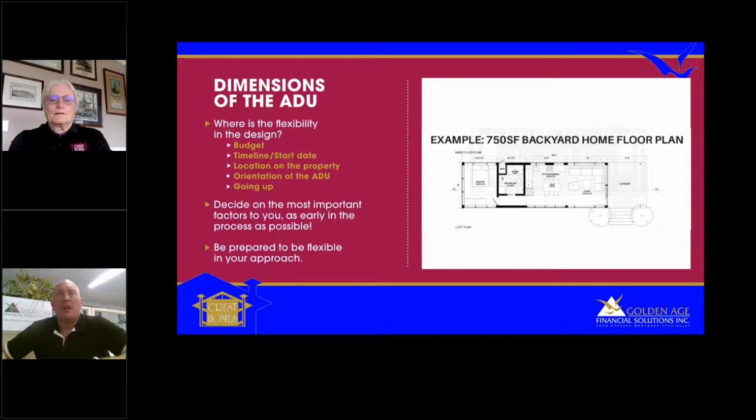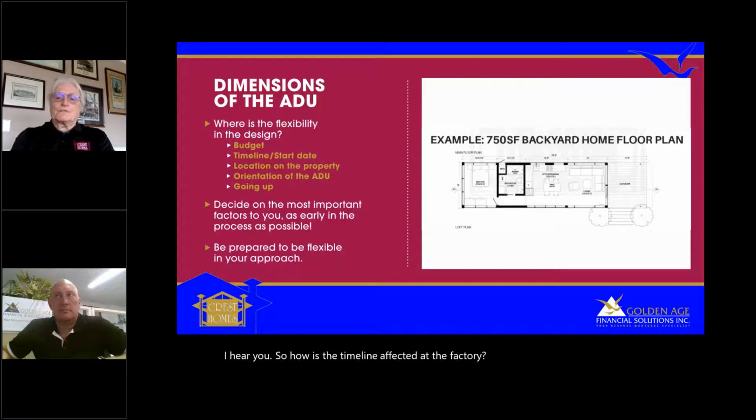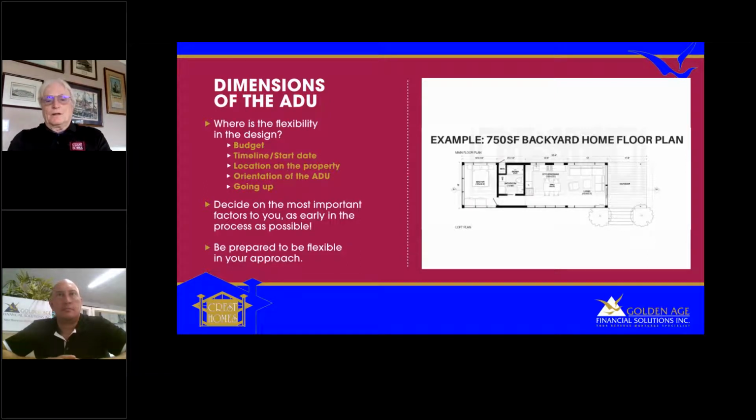I hear you. So how is the timeline affected at the factory? Well, what really stalls production time is demand, which is predicated largely on seasonality. Generally, the farther you get into the spring and summer months, the longer the production time. Now, it can go from 4 to 6 weeks in the off season to 6 to 12 weeks very quickly when the season starts rolling. When the snow starts thawing, put it that way.